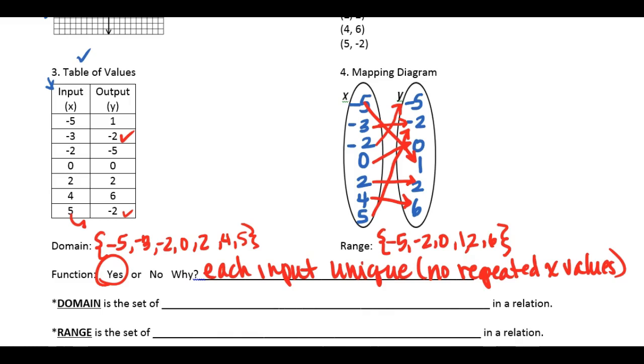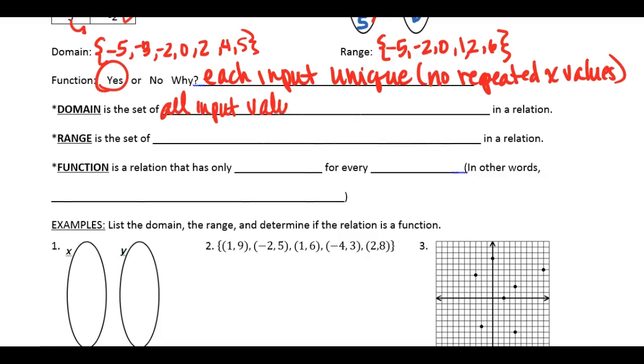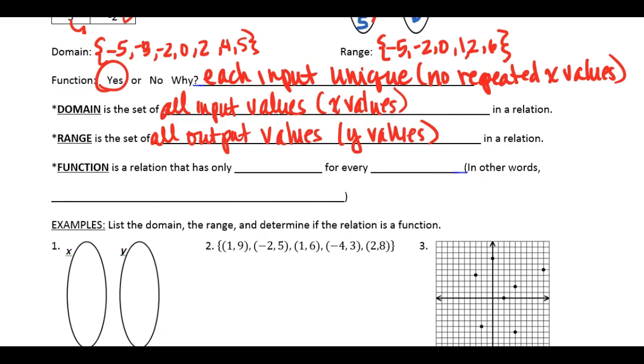Now, domain. You may or may not recall this, but domain is the set of all inputs. All the input values of a function, also known as the X values. Okay. Range is all the output values, also known as your Y values, in a relation. Okay. Domain is all the X values that you put into it, and range is all the Y values that come out.